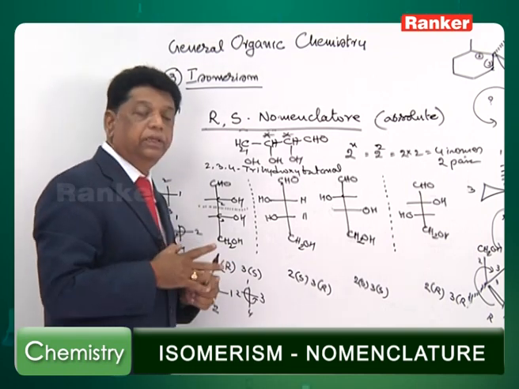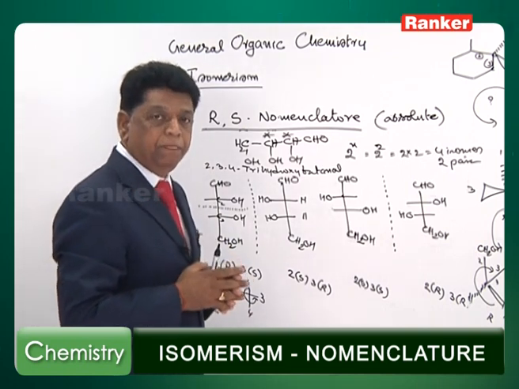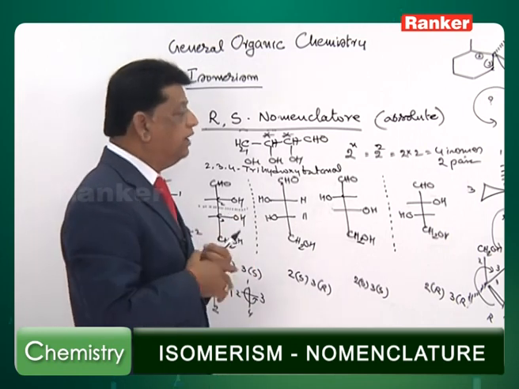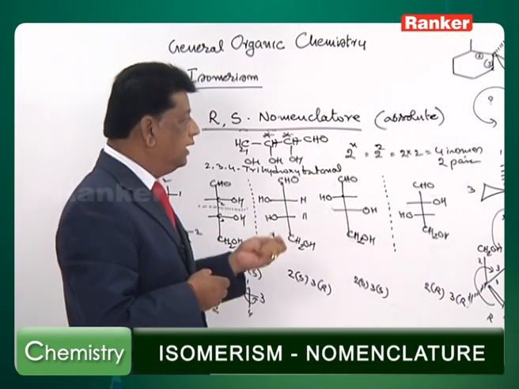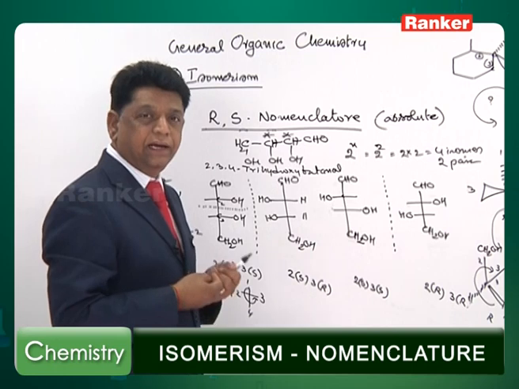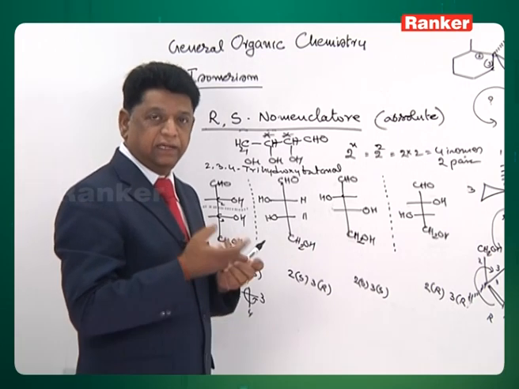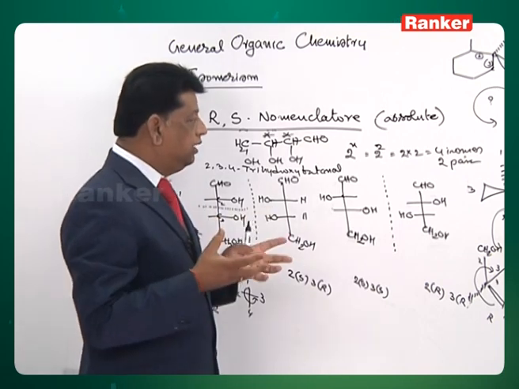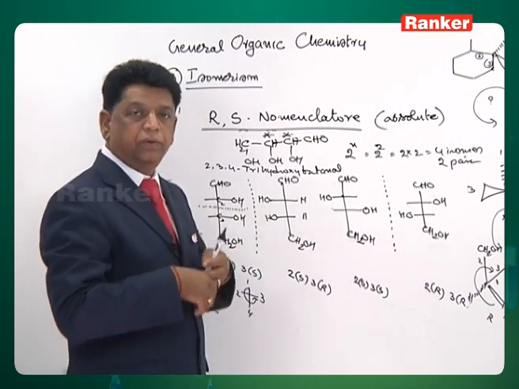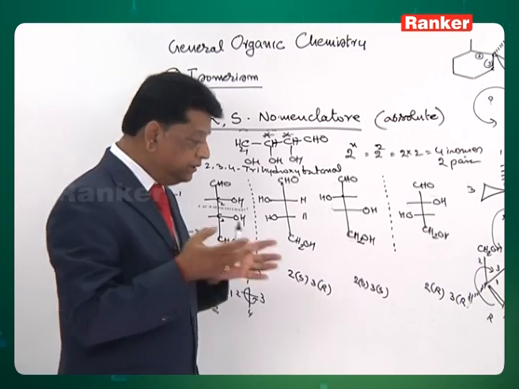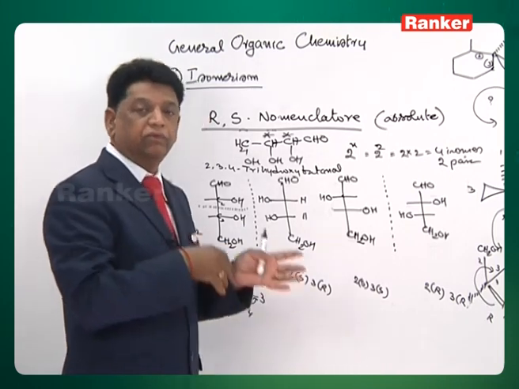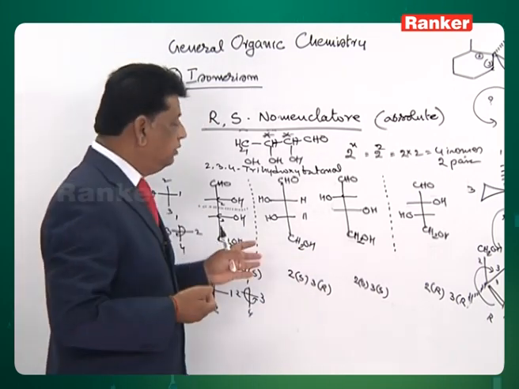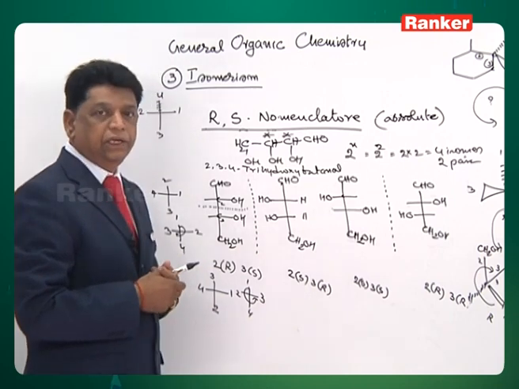It is an absolute method because we are not taking any reference of another compound. At one chiral carbon, what is the arrangement? Is it right handed or left handed? Just like the C shells, right handed shells, left handed shells. So, in given two compounds, R compound, S compound, they are all mixed. By seeing, you can say, oh, this is the right handed one, this is the left handed one. That is the application of this RS nomenclature.